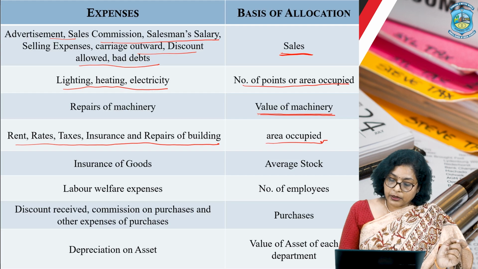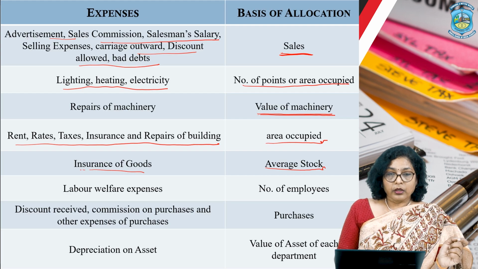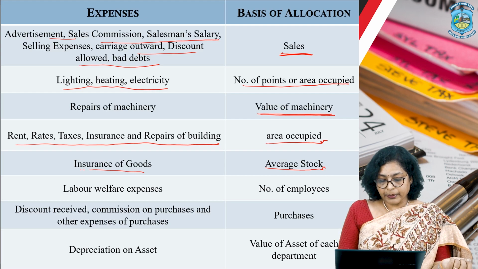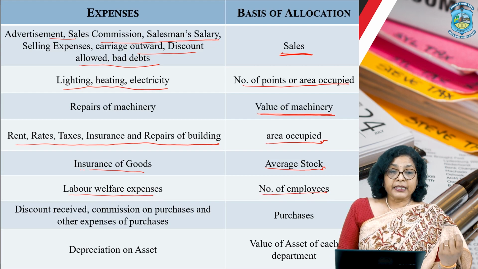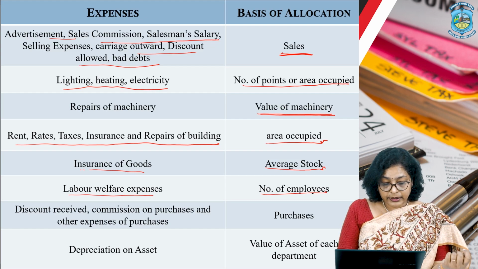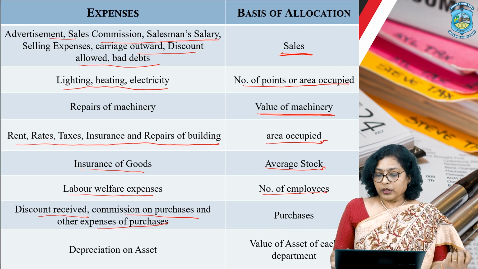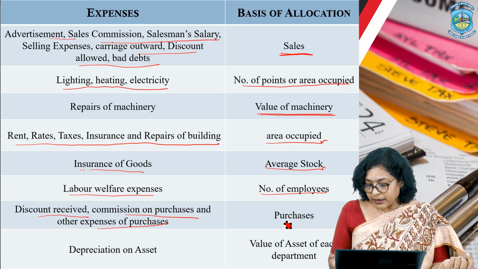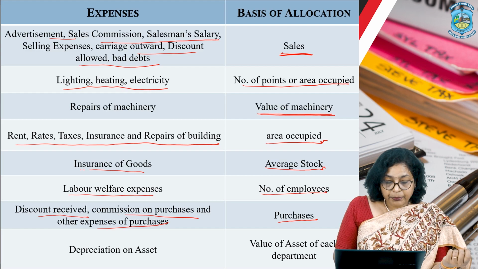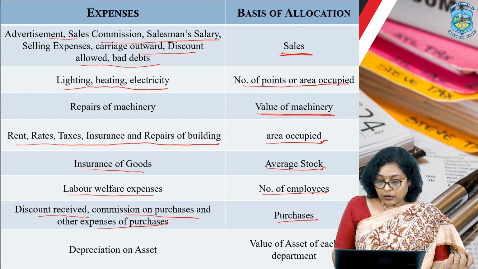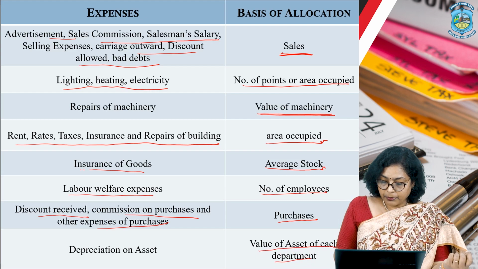Insurance of the subject matter like goods, it will be based on average stock held by each department. Labor welfare expenses or employee welfare expenses, it is based on the number of employees. Then expenses related to purchases, that is discount received, commission on purchase or any other expense on purchase. This is to be allocated on the basis of purchase of each department. Now, the last is depreciation on asset. This will be allocated on the value of asset held by each department, right.